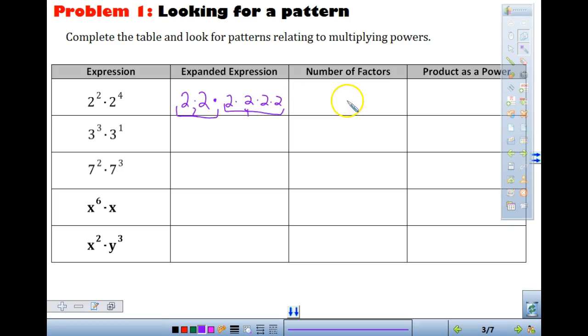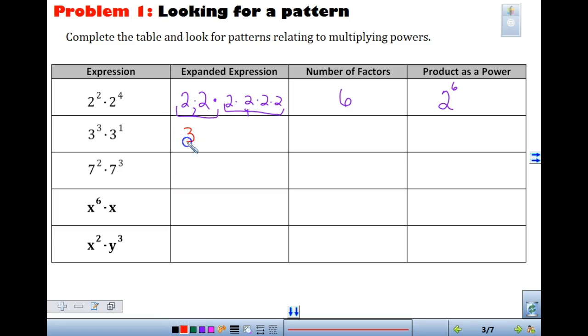So it says, well, how many factors do you have? We had 6. Factors are what you multiply together, right? So it says, well, what's the product as a power? So 2 to the 4th times 2 to the second gives us 2 to how many? To the 6.